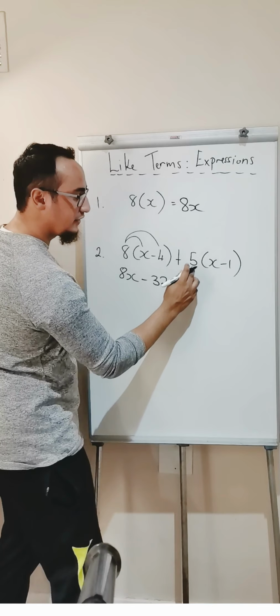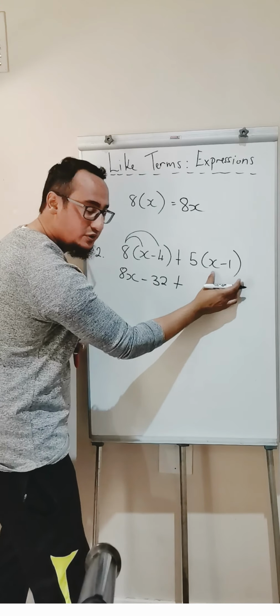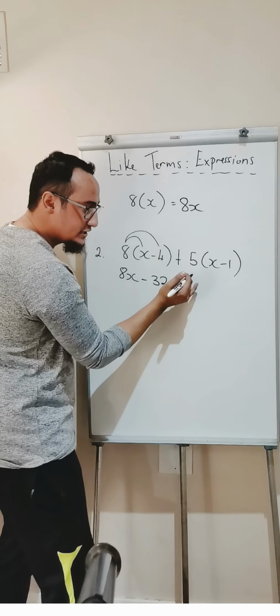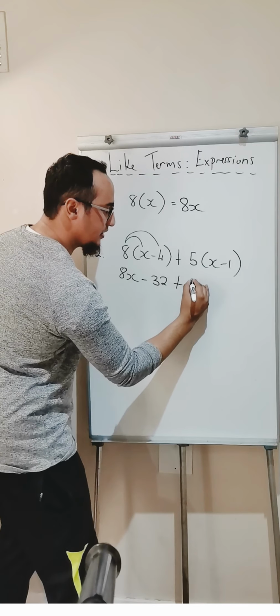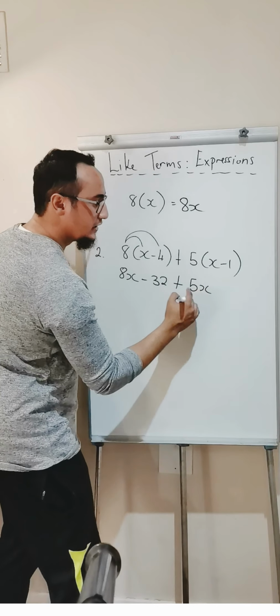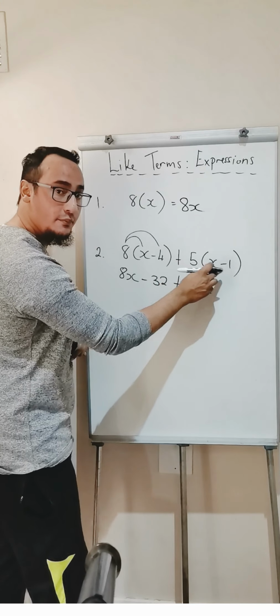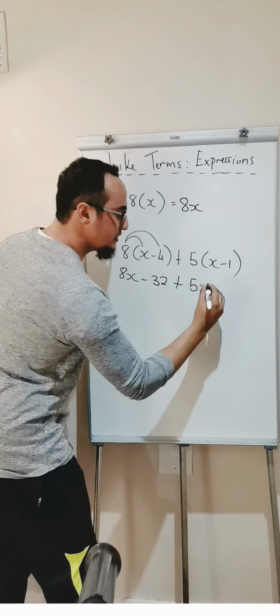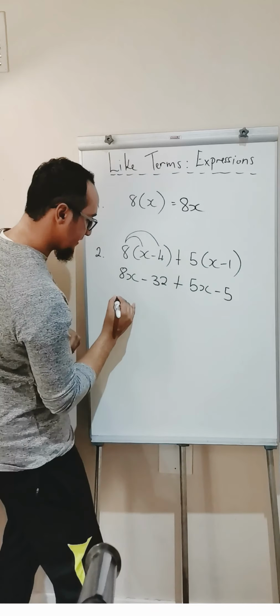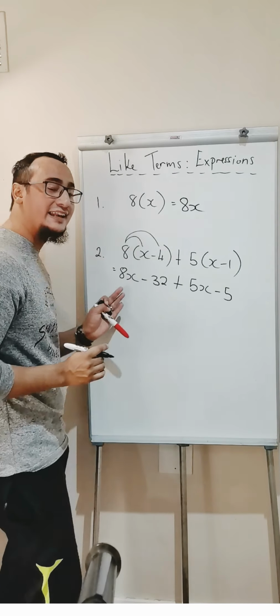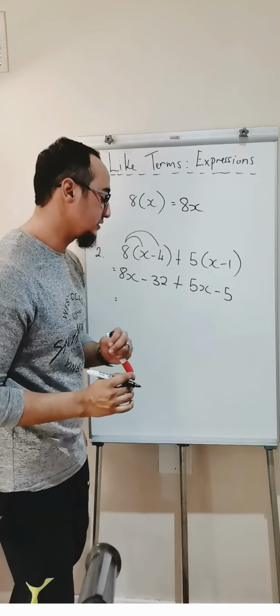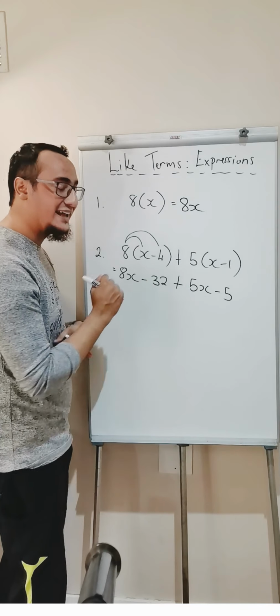Positive. 5 multiplied by both things in this bracket. Firstly multiplied by x, and that gives me 5x. Then multiplied by negative 1. 5 multiplied by negative 1 is negative 5. Is my sum complete? No. And now I go back to last week's lesson where I'm adding like terms.